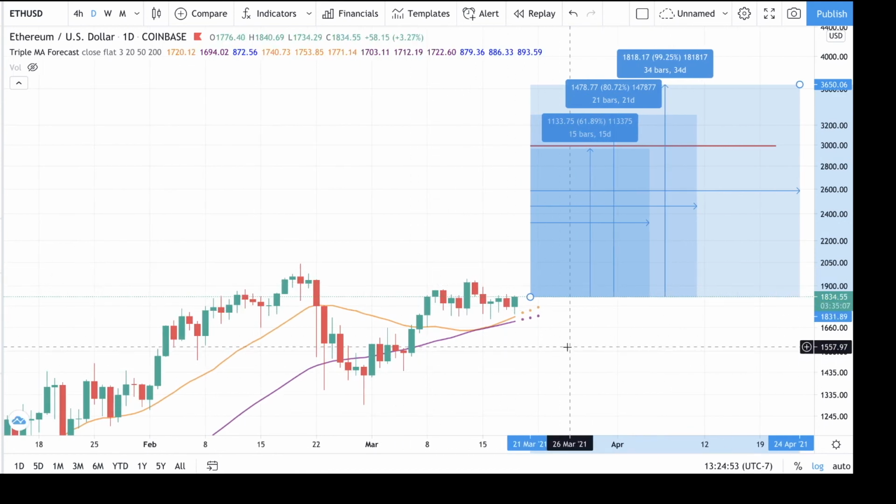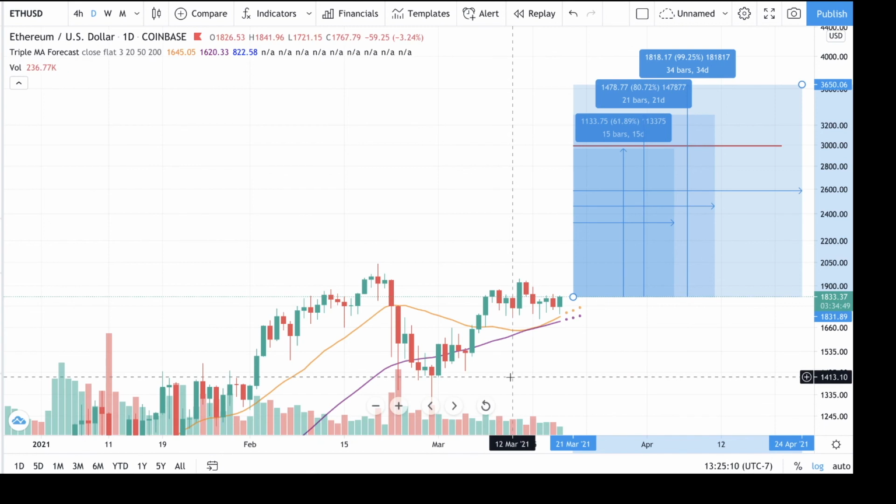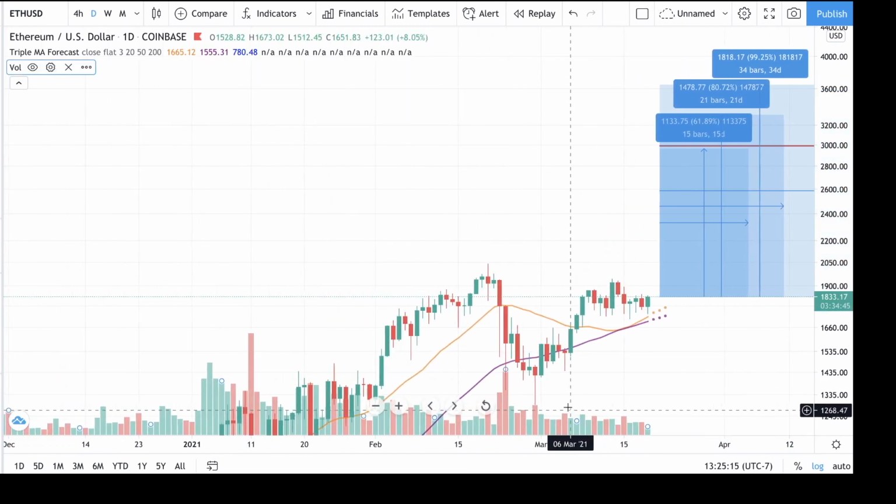So let's remain watchful. Classic consolidation area. If we look at the volumes here, you'll see that they actually support this theory, that they're staying relatively low and declining.